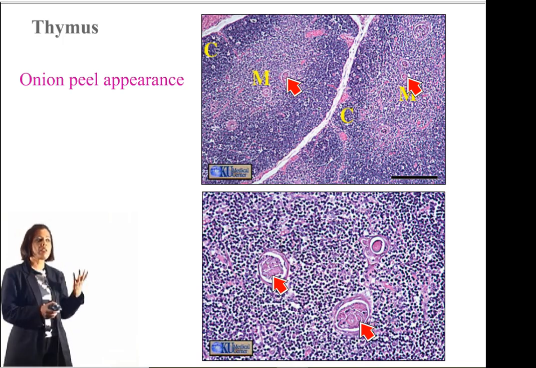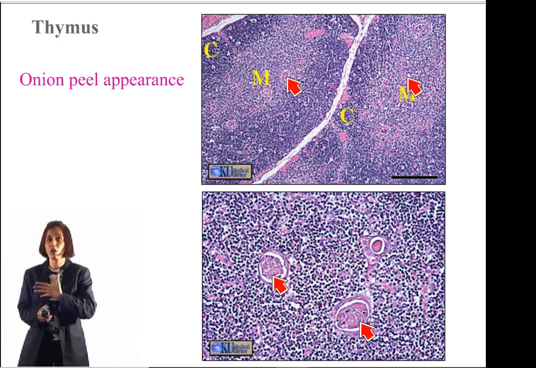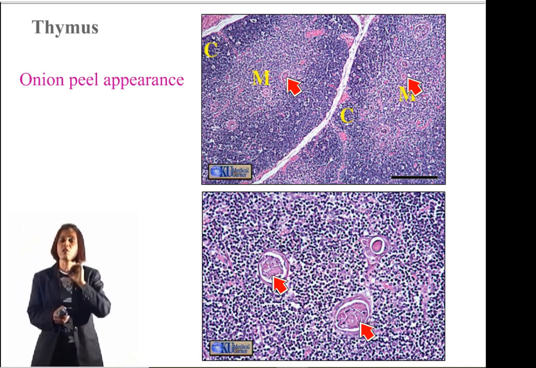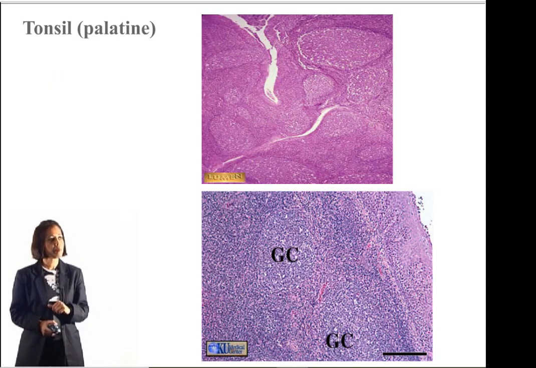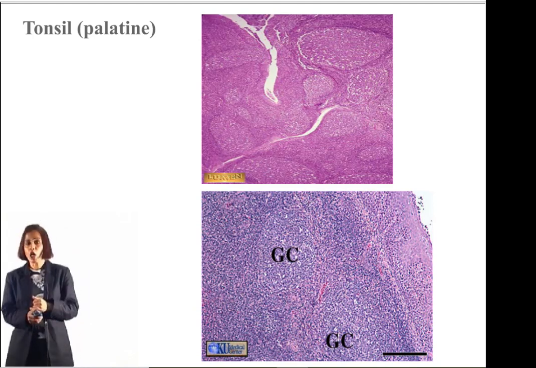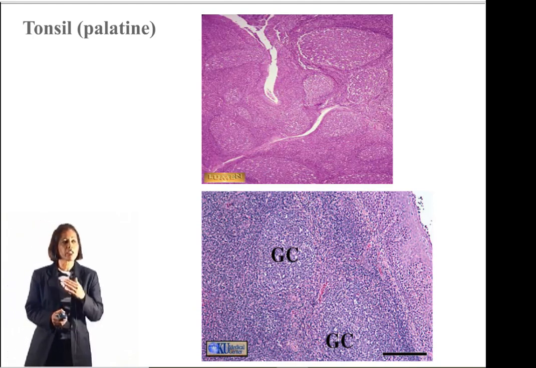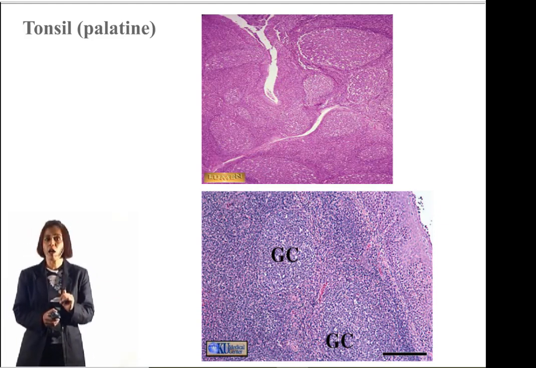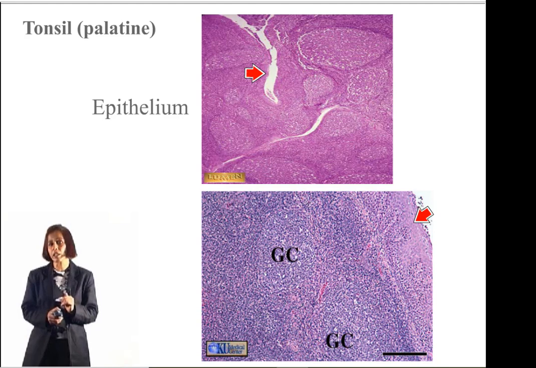And then you can see that in the thymus, the cortex also is just one continuous band, unlike the lymph node where you have these discrete follicles. Let's look at the tonsil now. And here in the tonsil, you don't have a cortex or medulla. What you do have, however, is the epithelium.